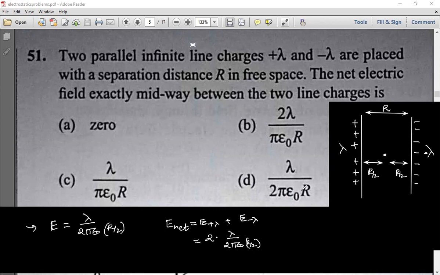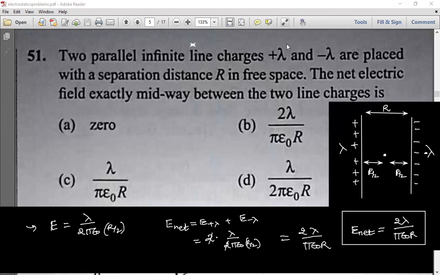Is it option B? Look once. Is it option B? Because this 2 will go up. So first I am cancelling this, and this 2 will go up. So you should get 2 lambda by pi epsilon naught r. And therefore E net at midpoint is 2 lambda by pi epsilon naught r. Check once. Is it option number B? One minute. Yes, B. Option number B. Okay. 2 lambda by pi epsilon naught r. Clear?